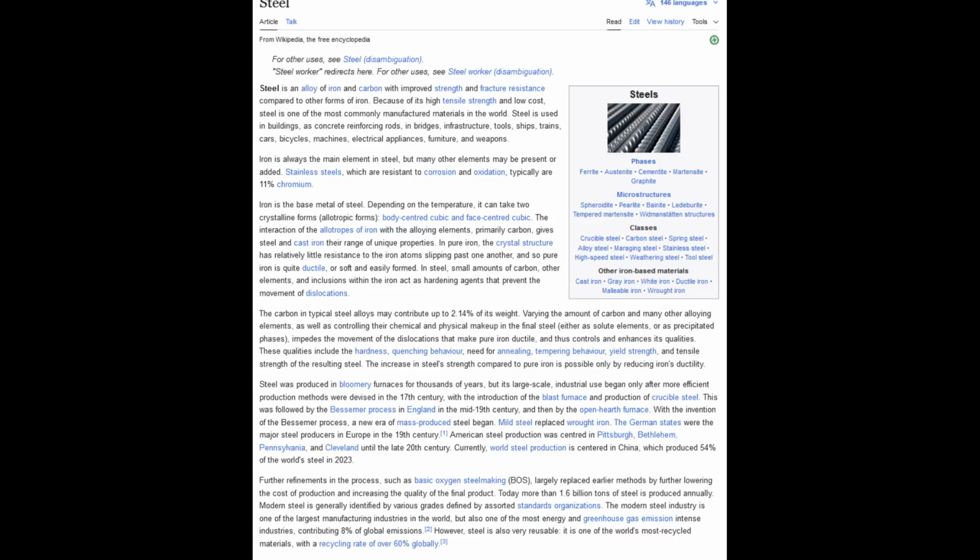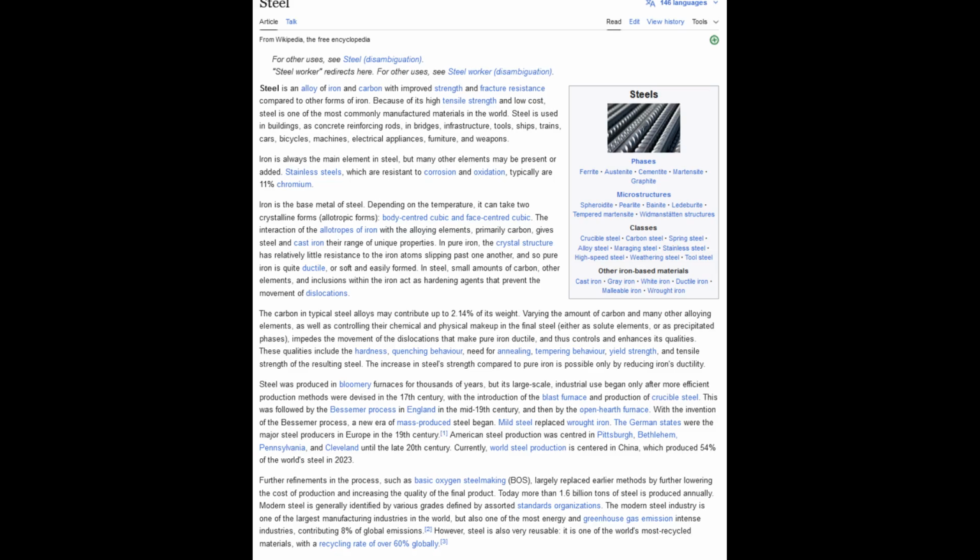Steel is an alloy of iron and carbon with improved strength and fracture resistance compared with other forms of iron. Because of its high tensile strength and low cost, steel is one of the most commonly manufactured materials in the world. Steel is used in buildings as concrete reinforcing rods and bridges, infrastructure, tools, ships, trains, cars, bicycles, machines, electrical appliances, furniture, and weapons. Iron is always the main element in steel, but many other elements may be present or added. Stainless steels, which are resistant to corrosion and oxidation, typically are 11% chromium.